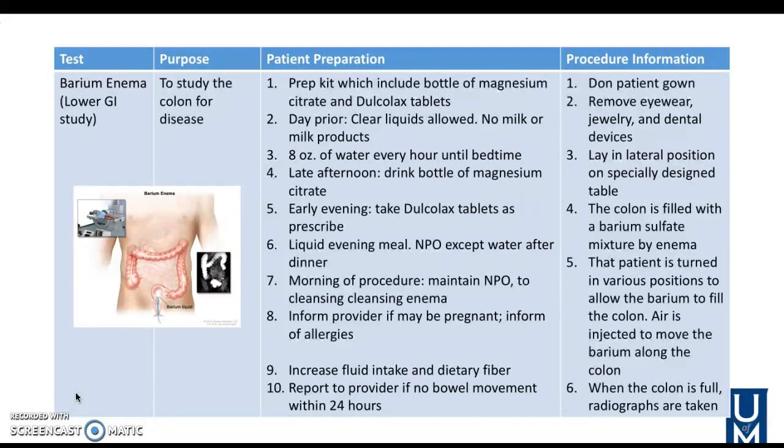Of course, again, we're going to inform the provider if the patient may be pregnant and inform of allergies. Following the procedure, we're going to increase their fluid intake and their dietary fiber. And along with this, we're also going to report to the provider if there's no bowel movements within 24 hours following the procedure, because sometimes this barium can cause constipation. So we need to make sure that their system is able to get that barium out. And if it's not, it needs to be brought to that provider's attention.